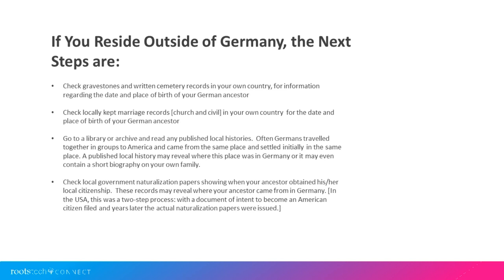Check local government naturalization papers showing where your ancestor obtained his or her local citizenship. These records may reveal where your ancestor came from in Germany. In the United States, this was a two-step process, with a document of intent to become an American citizen filed first, and then years later, the actual naturalization papers were issued. These records were kept locally in most places at the county level and in some parts of the United States at the state level.